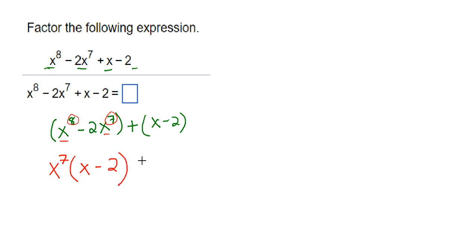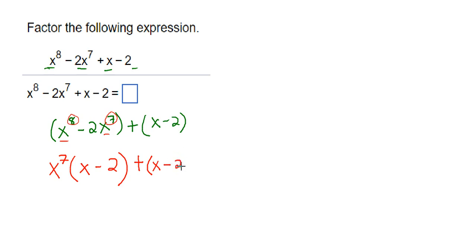All right. Plus, now here's what's different about this problem that we didn't see earlier. There is no common factor in this second group. There's nothing to factor out. I can't factor out a 2, I can't factor out an x, because there's nothing common to both of them. So I'm just going to have to copy it down without factoring out a common factor.